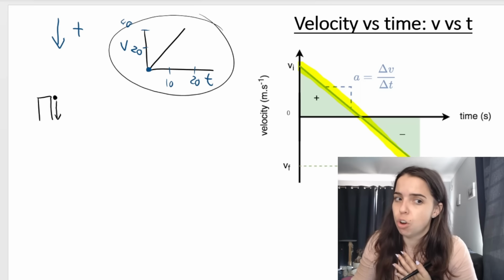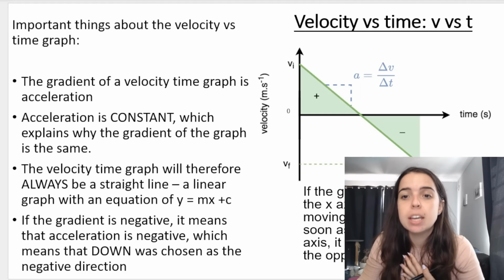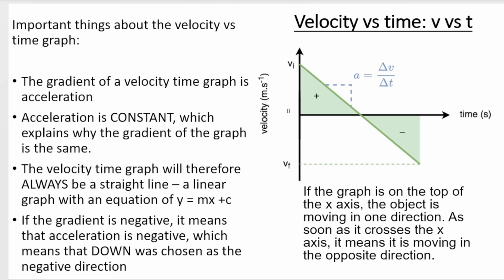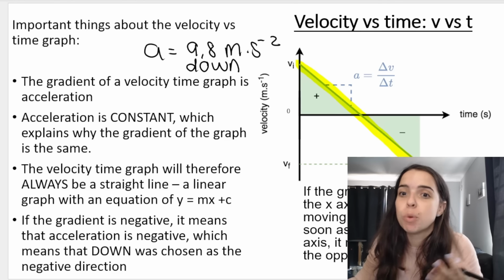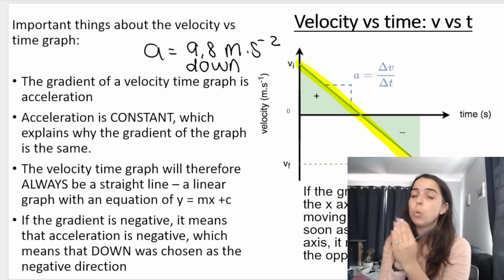What are some things that you need to know about a velocity versus time graph? Now, the first thing is, and I've mentioned this already, the gradient is always going to be constant. That's why it's a straight line. It never curves. Same gradient for this entire line. And the reason why is because the gradient of a velocity time graph is acceleration. And acceleration is constant. What is acceleration? I hope you remember. It's 9.8 meters per second squared downwards. And it will always be 9.8 meters per second squared downwards if we're on Earth, which we are. So acceleration is always that value.